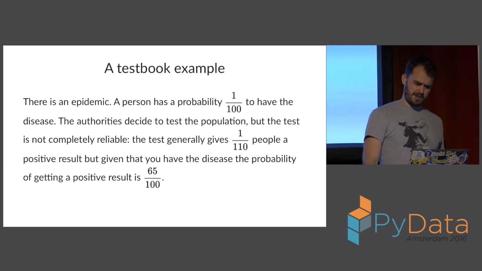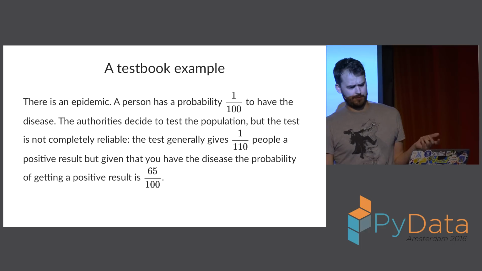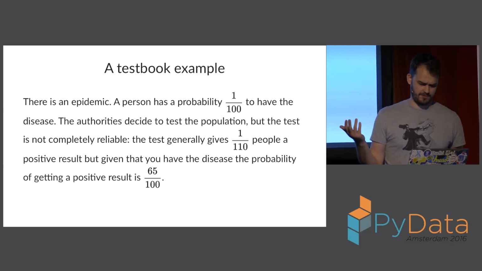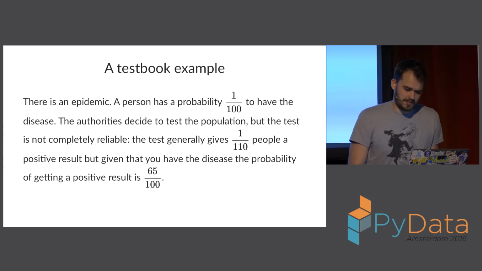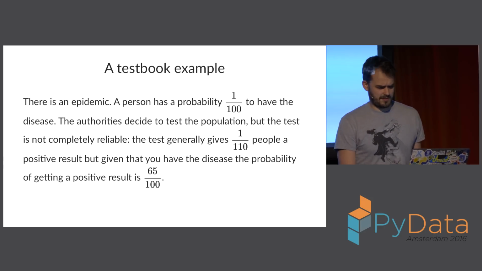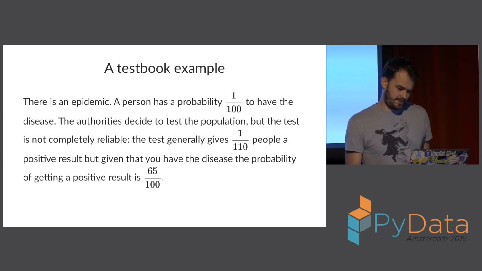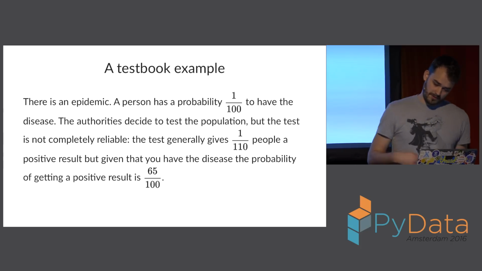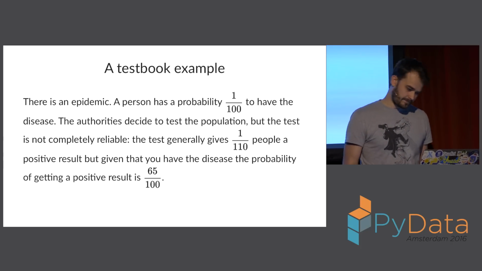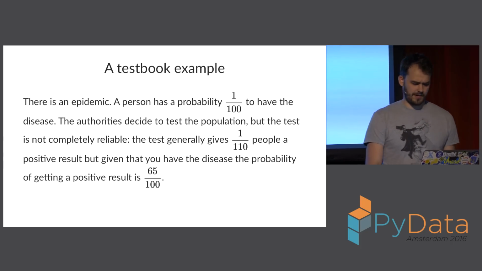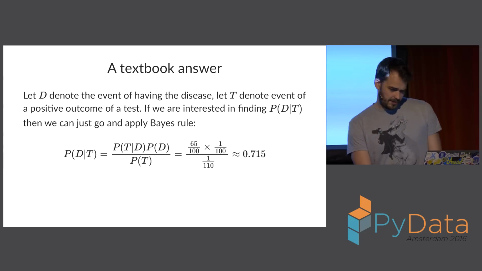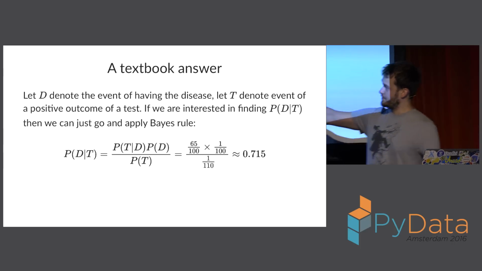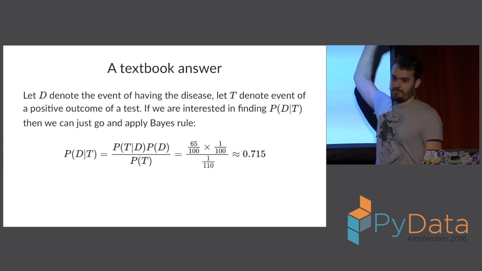And I guess a better example of that would be a textbook example. So suppose that there's an epidemic, and a person has a probability to have a certain disease, and then the authorities decide to test the population, but the test is not entirely reliable. So the test generally gives 1 out of 110 people a positive result, but if you took the test and it has a positive result, there's a very likely situation that you might actually have the disease. So then, as a proper college student, and you're doing something with a textbook, you would just fill in this formula, and a number would pop out.